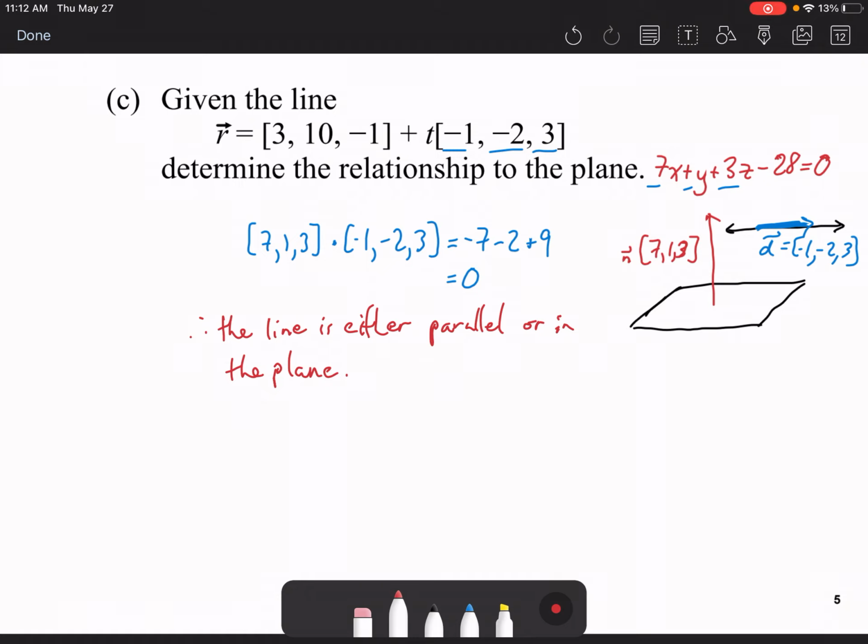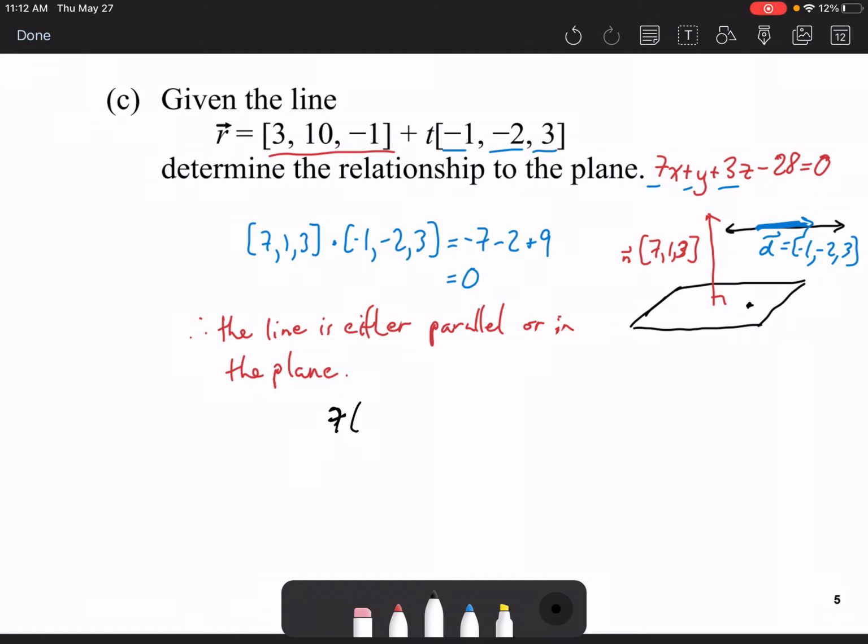The only way you can tell if it's in the plane is if this point, (3, 10, -1), also fits in the plane itself. So we just need to see if that point is sitting inside the plane. And how we can tell that is just determine whether or not 7x plus y plus 3z minus 28 equals 0 if (3, 10, -1) is substituted for x, y, and z. So that's what we're going to check.